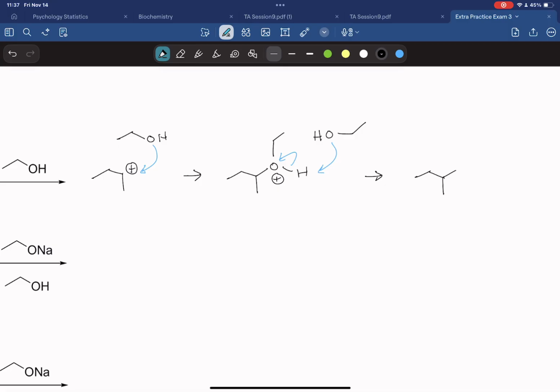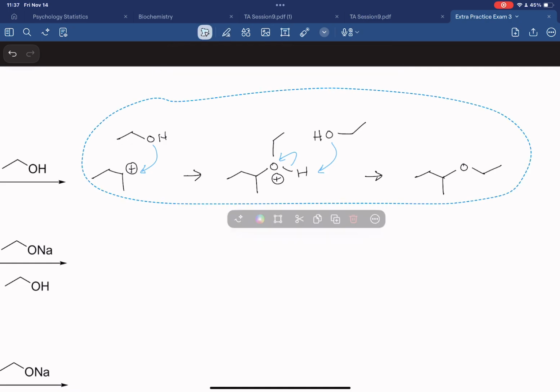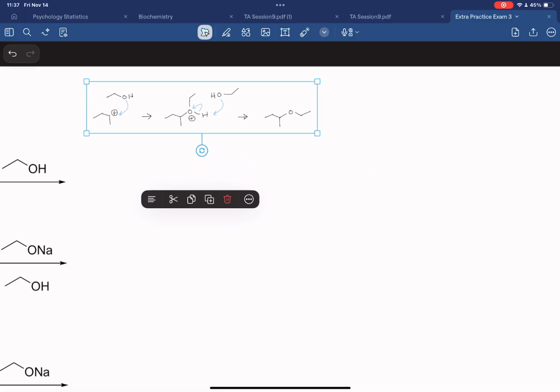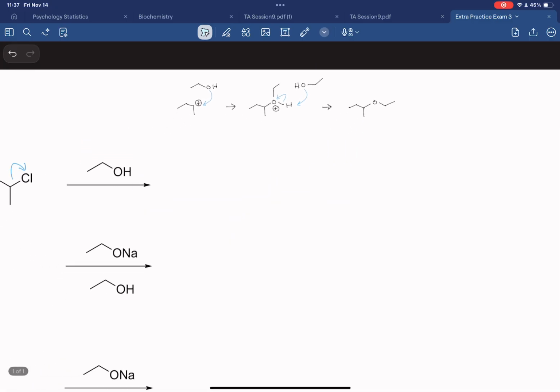But remember, anytime we have an SN1 reaction, we know that these are the same conditions for E1. So we're also going to undergo an E1 mechanism. So this is going to be SN1.